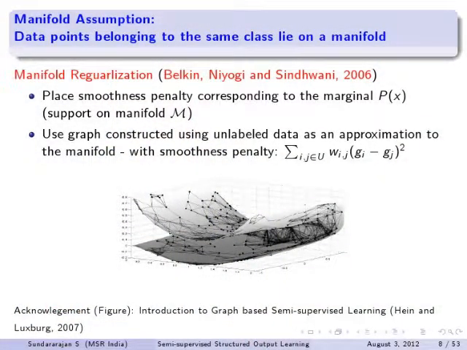Okay. The second assumption is the manifold assumption. Here the basic assumption is that data points belonging to the same class lie on a manifold. Okay. Now, manifold regularization, originally proposed by Belkin et al., suggested that in addition to the normal smoothness constraint that we have in building the model, we also have some smoothness penalty function corresponding to the marginal p of x, right? But in practice, you typically don't have any knowledge about the density function. All you have is the unlabeled data.